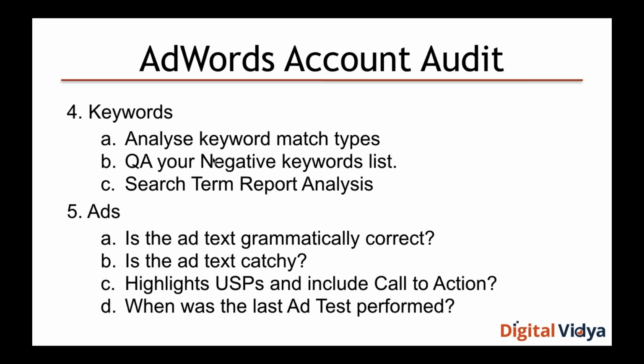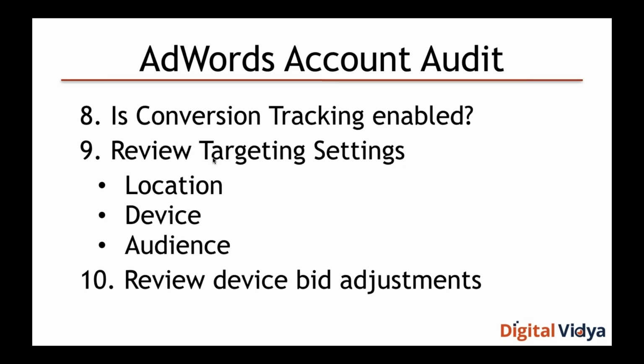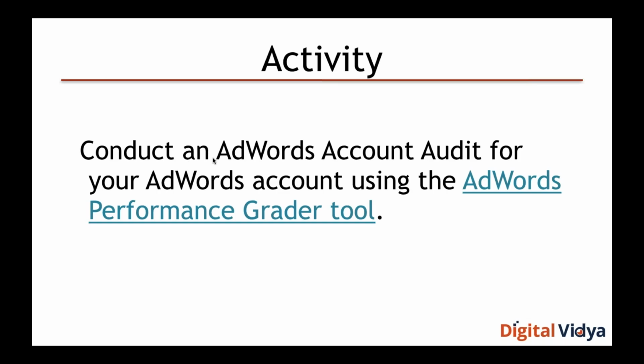Analyze keyword match type. See the negative keyword list, see the search term report, see if the ad text is grammatically correct, is the ad text catchy, highlight USPs and include call to action. See when the last ad test was performed, see the quality score of the keywords, check the ad extensions, whether they're using proper extensions or not, see if they're using conversion tracking, see if you need to review any targeting settings in terms of location, device, and audience. See if you can review the device bid adjustments.